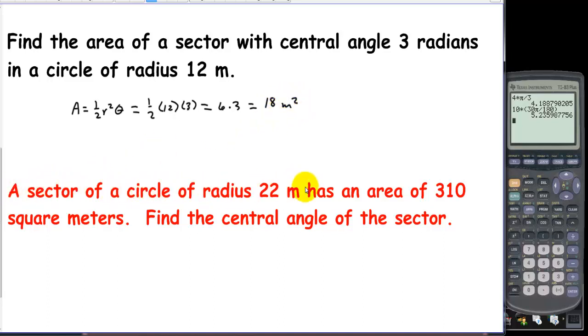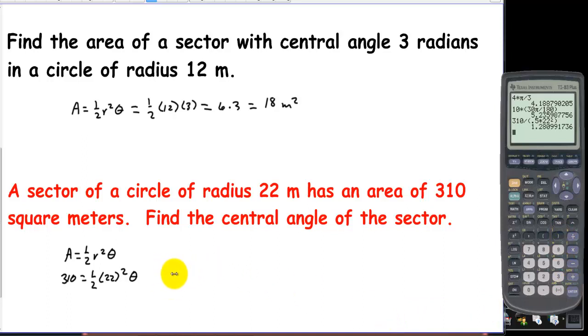A sector of a circle of radius 22 meters has an area of 310 square meters. Find the central angle of the sector. So we have area equal to 1/2 r squared theta, and they tell us the area is 310. We have 1/2, and the radius is 22. So let's take 310, and we will divide it by 0.5 times 22 squared. And that's equal to 1.281 radians. So we have theta equal to 1.281 radians.